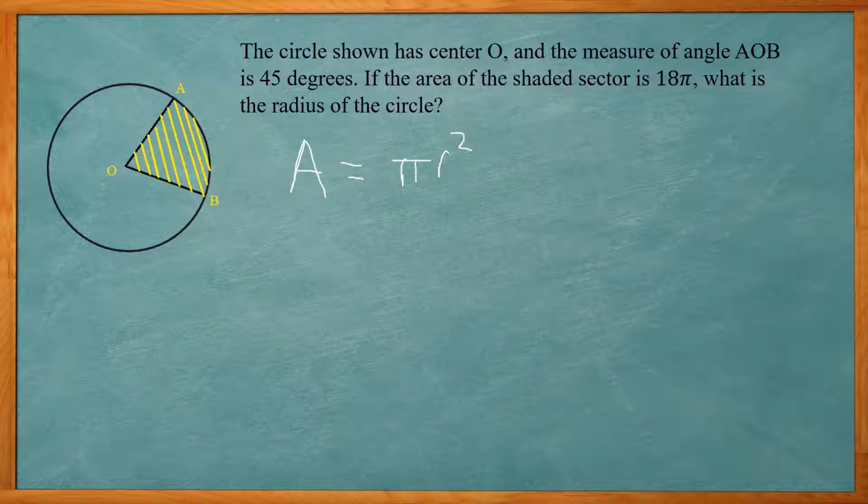Now we're dealing with a sector, so we're not dealing with the whole circle. So we need to do, proportionally. So this is 45 degrees out of a total 360 degrees. So we know the area is 18 pi, so that's going to go on the left side. And we're trying to solve for the radius, so that's going to stay r. Now the 18 pi is only equal to the sector that's shaded, so that's 45 out of 360 degrees. So not the whole circle, just a part of the circle.